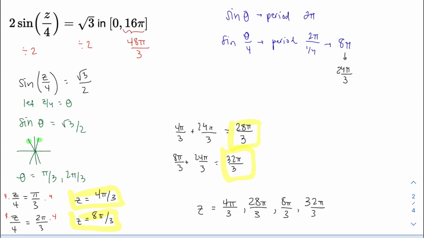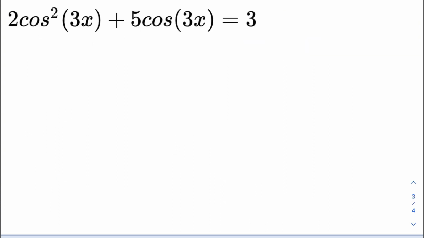Okay, let's try another. This one is quadratic. I noticed that I have a squared term, a linear term, and a constant, which normally tells me that when put in standard form, ax squared plus bx plus c, I'm going to be able to factor it. So the first thing I need to do is move that 3 over to the other side. So now I have 2 cosine squared of 3x plus 5 cosine of 3x minus 3 equals 0.